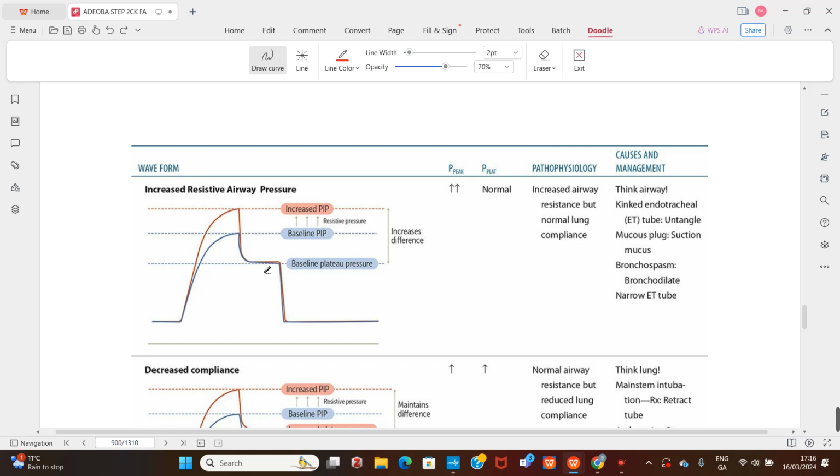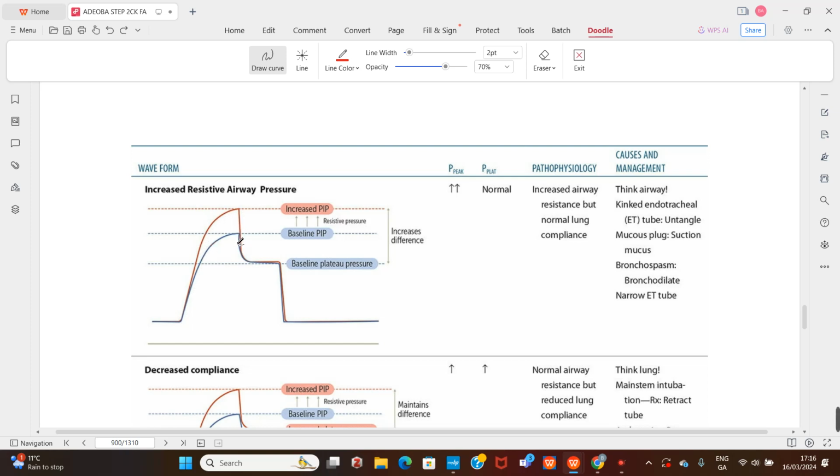So the plateau pressure, did it change here? Can we say the plateau pressure changed? Anybody? Do you see a change in the plateau pressure for what we are seeing? I think it's the same. Yeah. So it is the same. But there's an increase in the peak inspiratory pressure. So it has increased by this value.